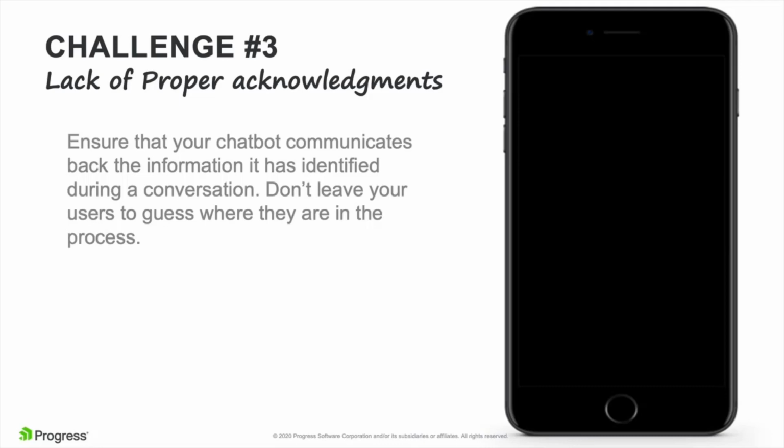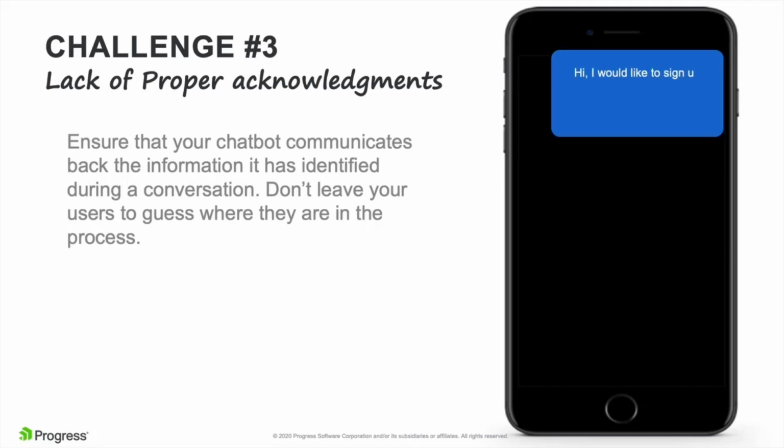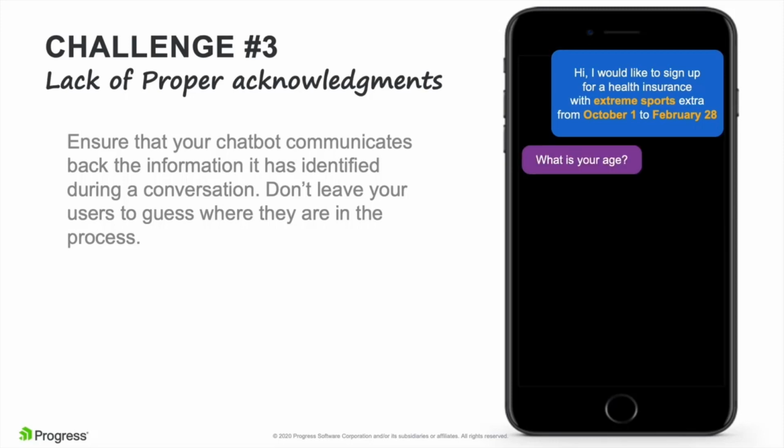So this is when a student provides a lot of information and the chatbot ignores that fact, maybe captures that information, but doesn't let the student know that it understood it. So if the student says, hey, I would like to sign up for a health insurance with Extreme Sports Extra from October 1st to February 28th, and the chatbot responds with, what is your age? The student might not be quite sure if it understood what he was trying to say, so it's going to respond with, are you sure you got my info?